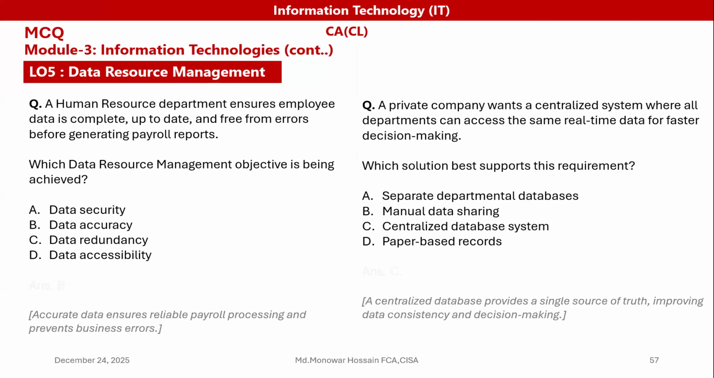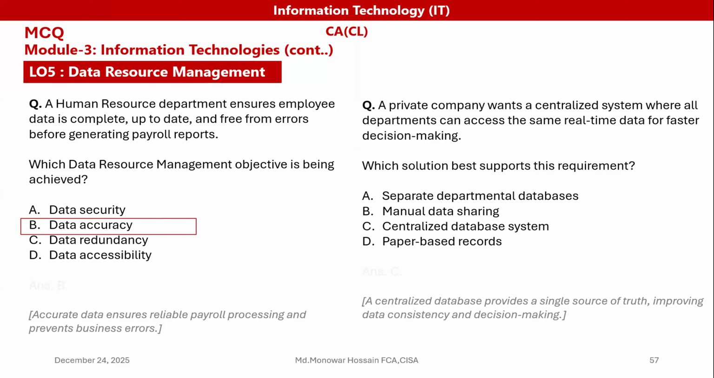A human resource department ensures employees' data is complete, up to date, and free from errors before generating payroll reports. Which data resource management objective is being achieved? Is that data accuracy? Because accurate data ensures reliable payroll processing and prevents business errors.